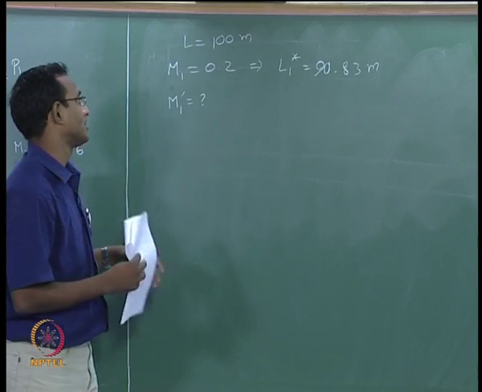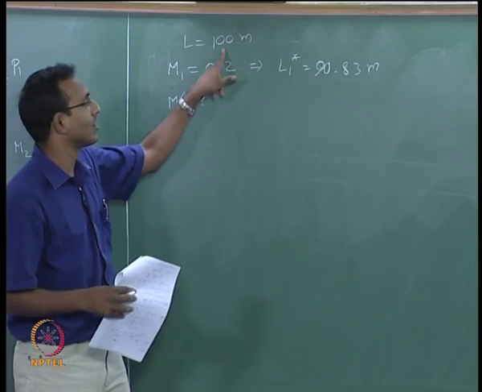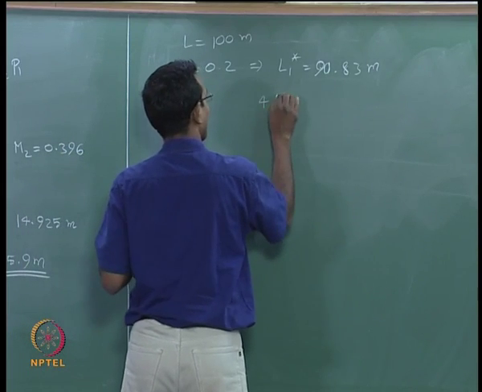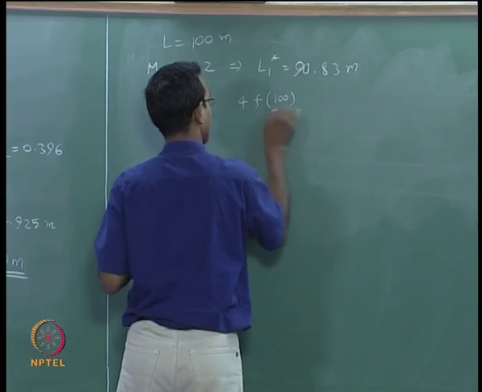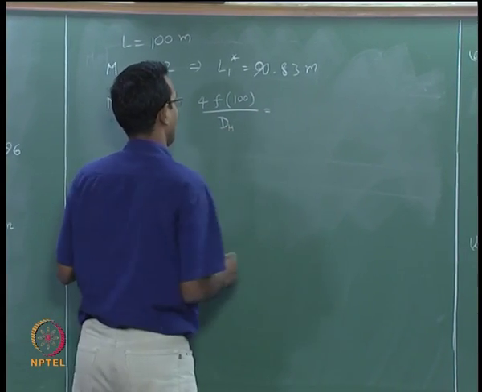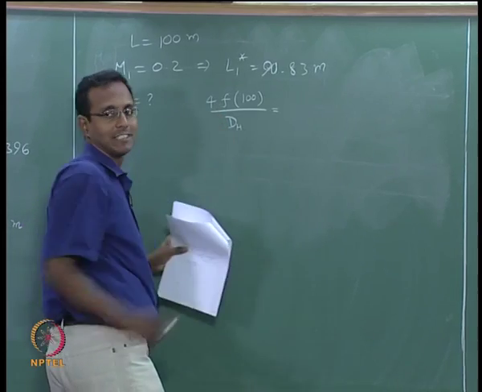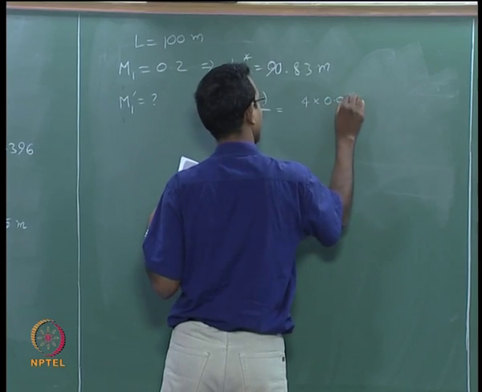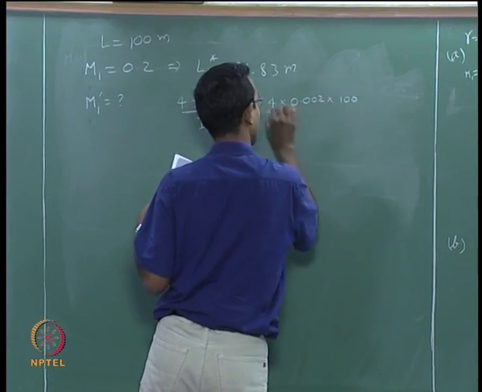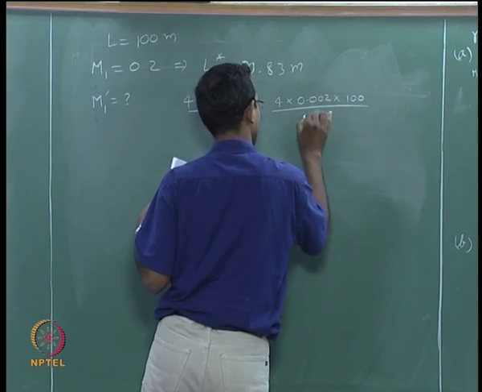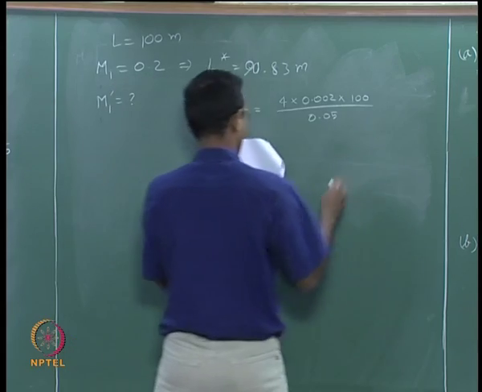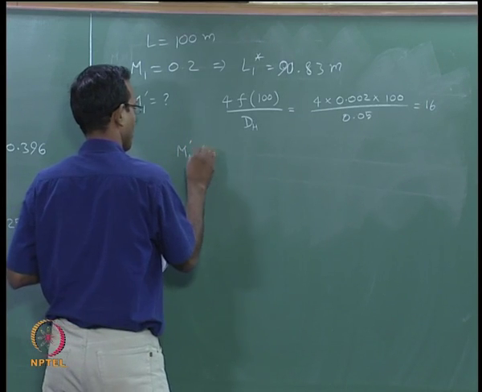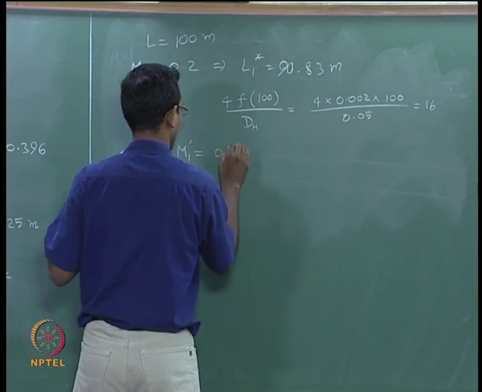And what will it get adjusted to? M1 prime will now have an L star of 100. That is how it will get adjusted. So now all I have to do is 4f into 100 divided by Dh. Of course, I am still using the same f and same Dh for all my problems. So it will be 4 into 0.002 into 100 divided by 0.05 meters. This number comes out to be 16. So my M1 prime comes out to be 0.193.